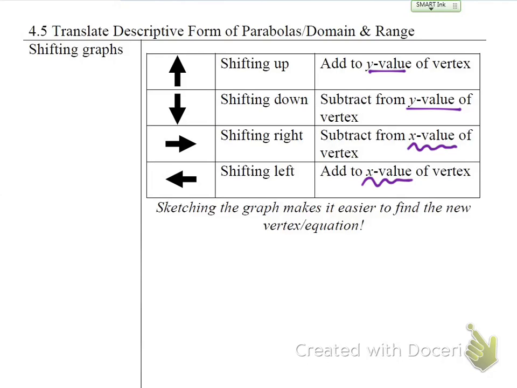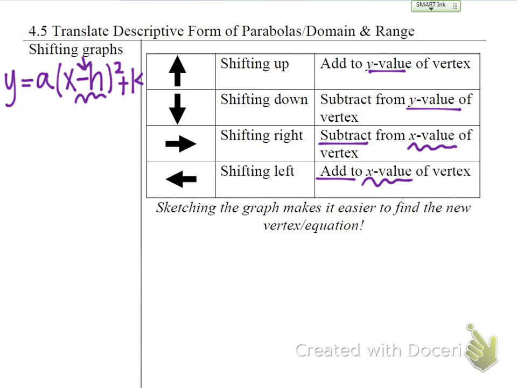But remember, our descriptive form, or our vertex form of a parabola, is y equals a times (x minus h) squared plus k. So because our general form in vertex form has a minus h, you're going to actually be doing the opposite of what you think is happening. So if you shift your parabola to the right, you need to subtract from the x value, because that negative in the vertex form makes it the opposite. So when you're shifting left, you're actually going to add.